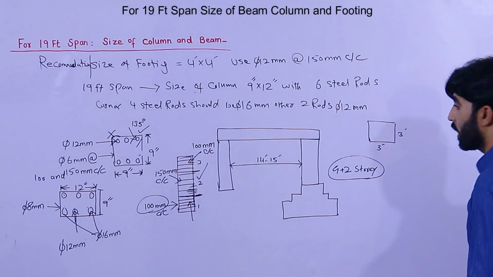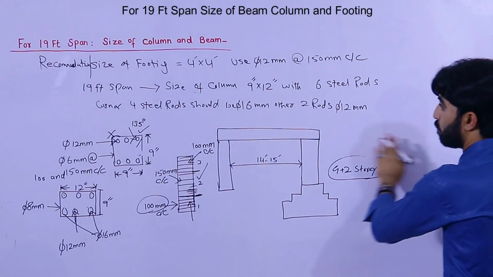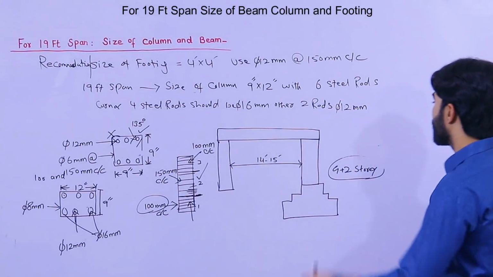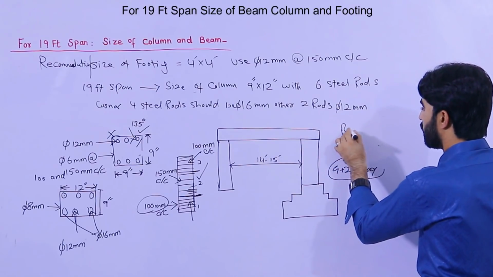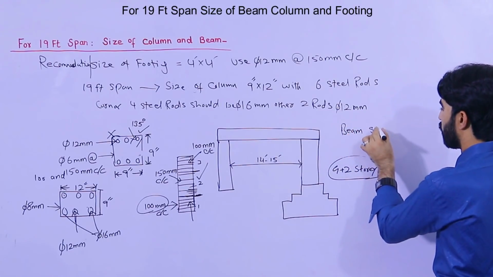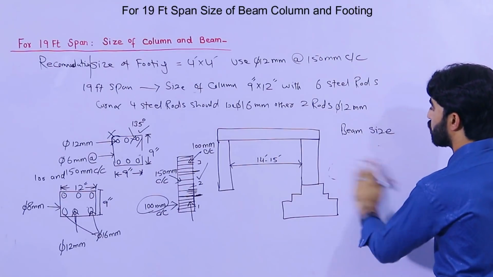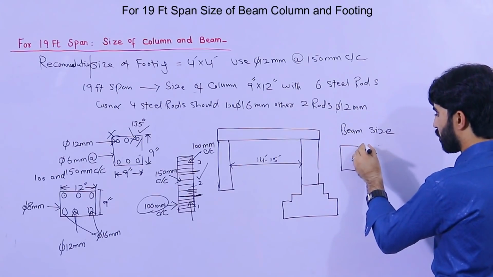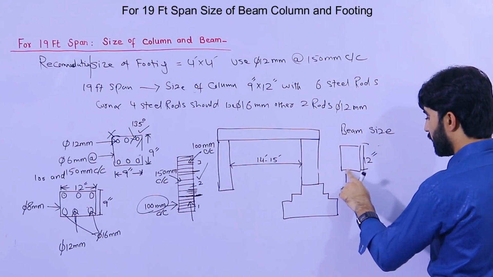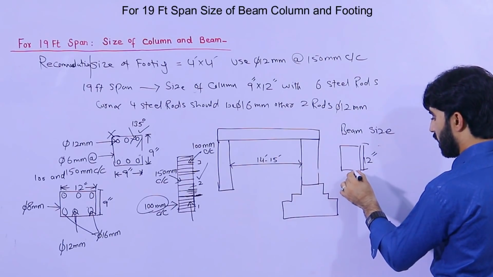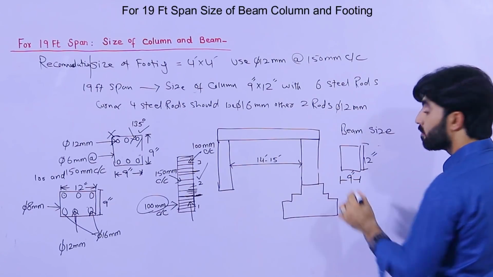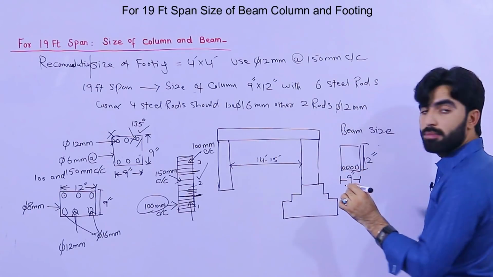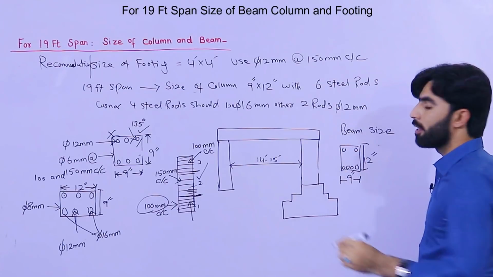Okay, now guys, what should be the size of beam? Okay, so in this case the size of beam should be for 19 feet span. The size of the beam should be beam size. I don't have place, so therefore I am writing here. Okay, so the beam size should be 12-inch depth and 9-inch width. Okay, use 4 steel rods at the bottom, 2 at the top, so it's okay.